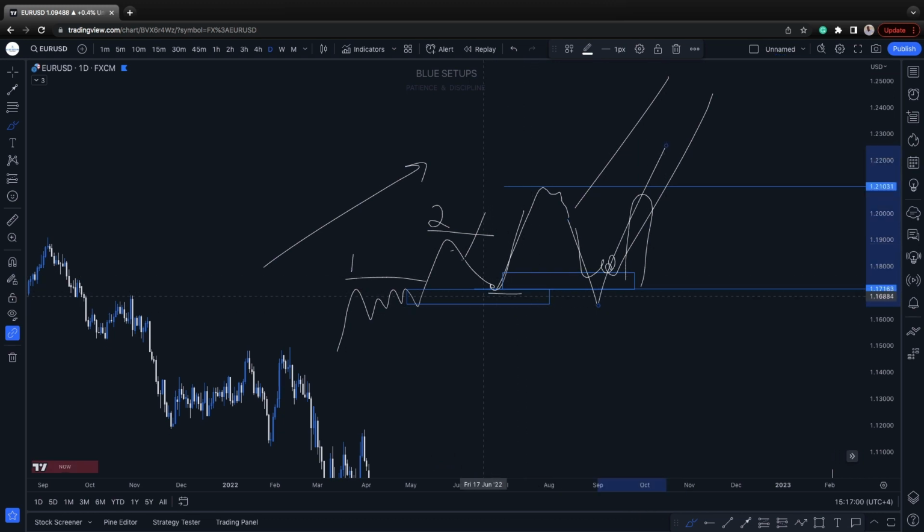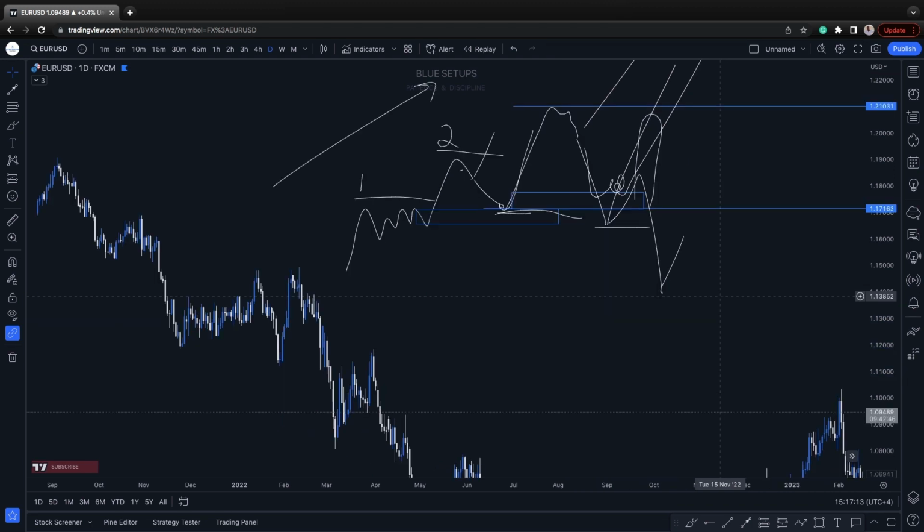Remember, breaking once is not a confirmed change of trend. I always want to see double breaks before I can confirm a trend. Anyways, let's move on to the live chart and I'll explain what I mean by that.